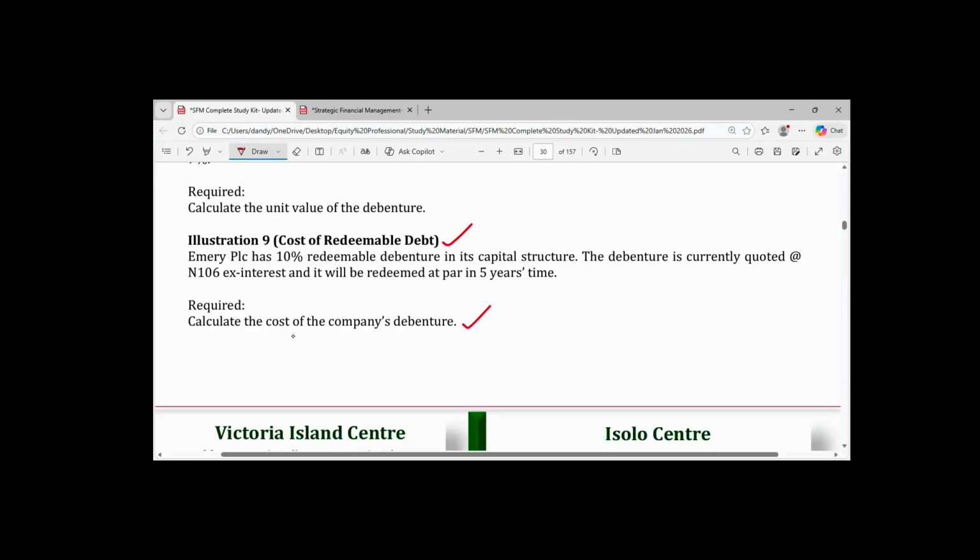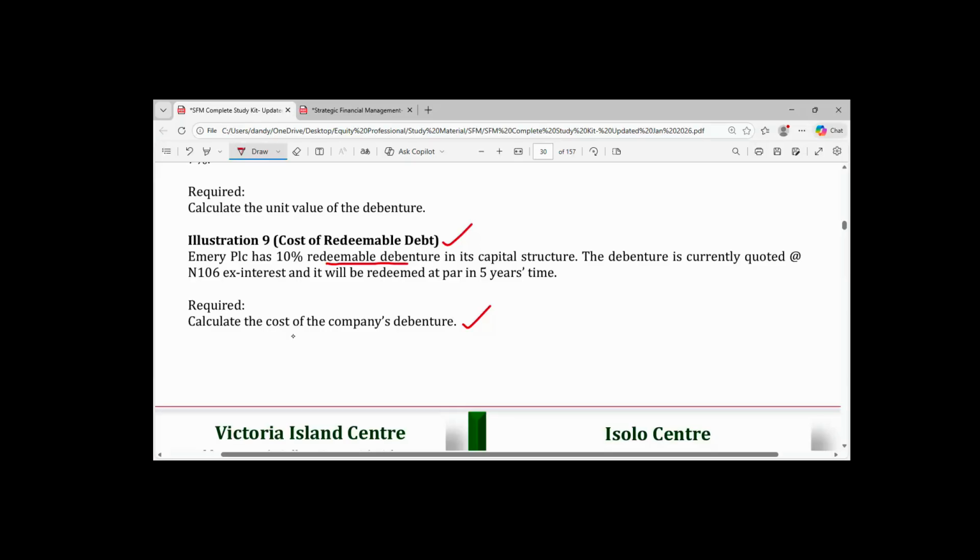So you want to calculate cost of debenture. What are you expected to do? First thing first, you go into the question to confirm what kind of debenture this is. Is it redeemable or irredeemable? Remember what I told you last time. The fact that the examiner calls it redeemable debenture or redeemable debt does not make it redeemable. Debt will only be redeemable if and only if the redemption date is given or the maturity date is given.